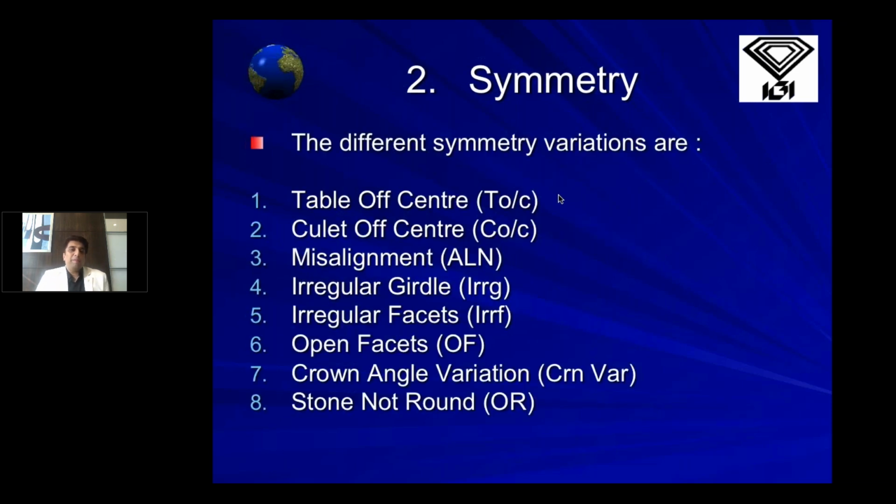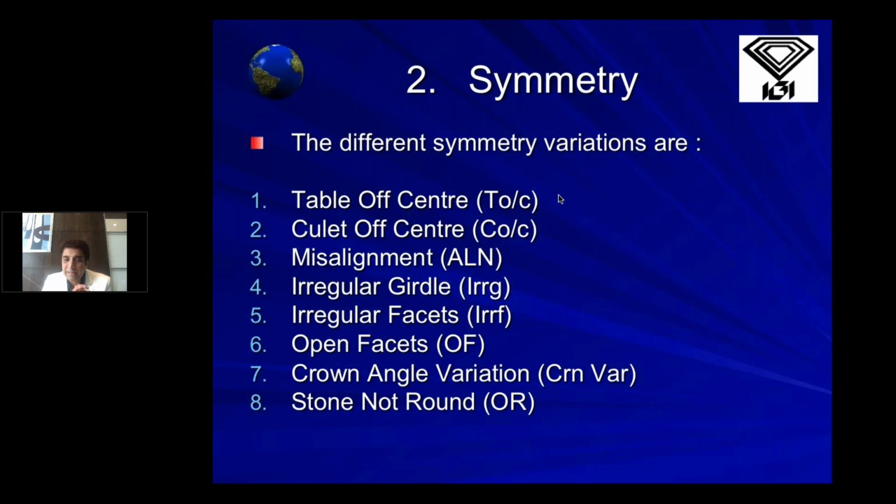So when we're talking about symmetry, a lot of symmetry variations we need to take care of. The table should not be off center. The culet should be centered and not off centered. Misalignment of facets: the facets cannot be misaligned. That means the facets on the crown and the facets on the pavilion should be perfectly aligned to see this effect. Irregular girdle: if you have a wavy girdle, you will see that either a heart or an arrow is missing.